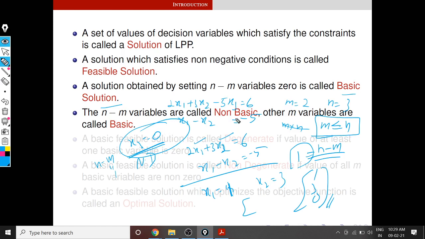This basic and non-basic are relative. Suppose in the same problem, one may set x1 equal to 0. Then no problem. In this case, x1 is non-basic and x2 and x3 are basic. Then you get another solution. If you set x1 as 0, then we get x2 and x3 by solving the system. So basic and non-basic is a relative term, depending on which variables are set to 0.